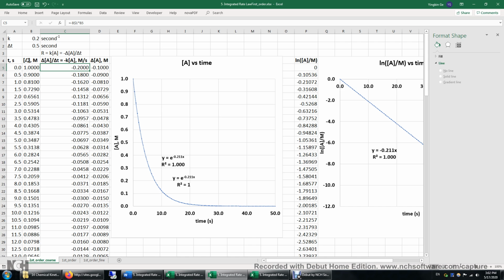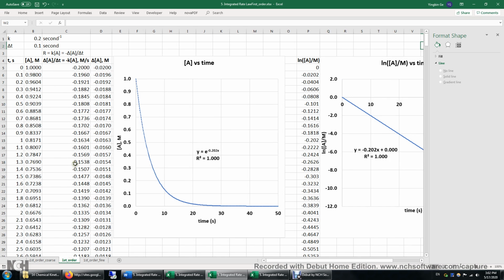It's not 1. Well, except the beginning of the reaction, it's 1. But when it's 0.5, you can tell it's not 1. So that's why we have some error here. And how can we reduce this error? Well, we can just think about it. How about we change the time duration from 0.5 second at a time to maybe a smaller duration?